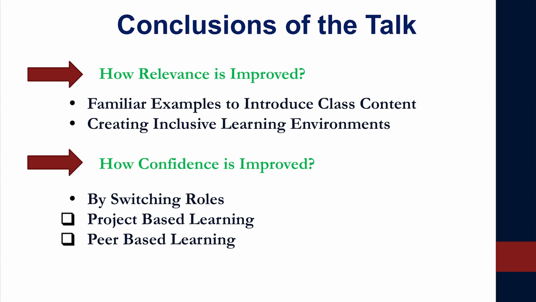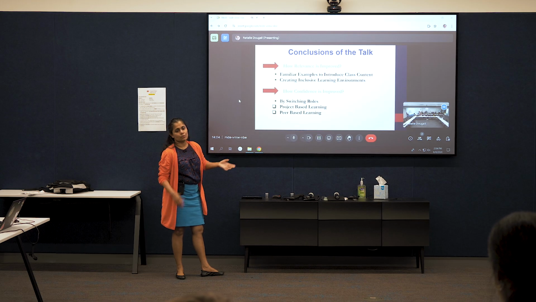And I think the conclusions would be how relevance is improved. I use familiar examples in organic chemistry and other classes, and create an inclusive learning environment by doing diversity activities and things. And how confidence is improved, I would say, is through project-based learning and peer-based learning. However, in each case, you are switching the roles of the learner and the teacher.